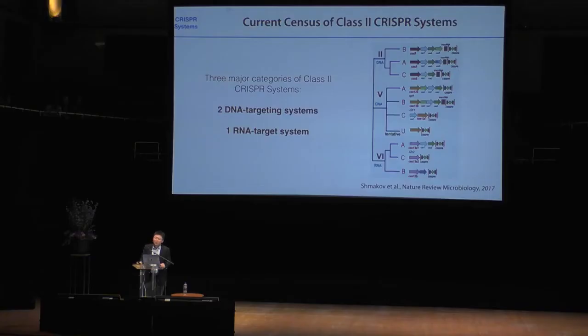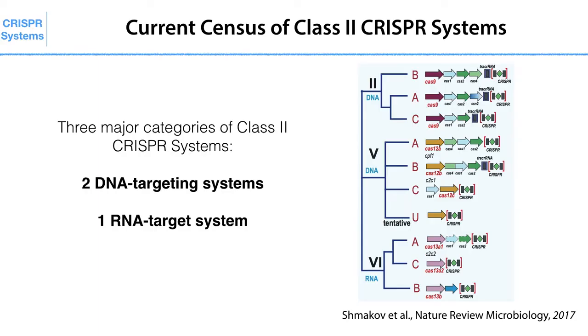So at the end of that search, we found a number of new systems, and this is more or less up-to-date depiction of what we have found. There are 3 main types of CRISPR class 2 systems. There's the type 2, which contains Cas9, but in addition to that, we also found type 5, which contains Cas12. This is also a DNA targeting system, so you can also develop it for gene editing applications. And then the third subtype is the type 6 system, which carries a protein called Cas13.